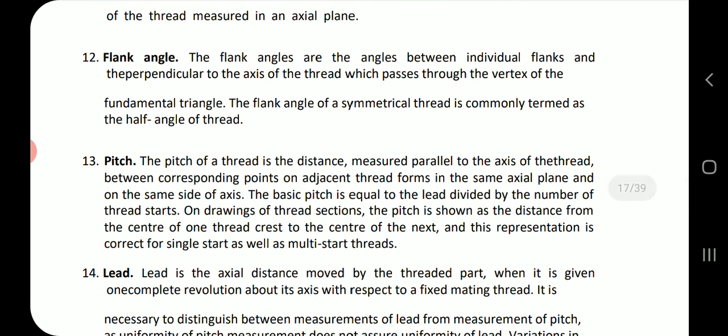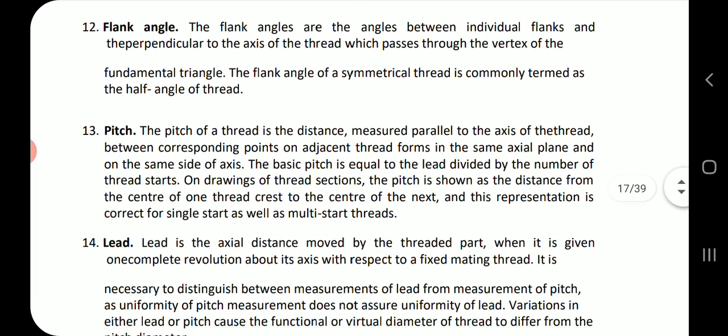Pitch. The pitch of a thread is the distance measured parallel to the axis of the thread between corresponding points on adjacent thread forms in the same axial plane and on the same side of the axis. The basic pitch is equal to the lead divided by the number of thread studs. On drawings of thread sections, the pitch is shown as the distance from the center of one thread crest to the center of the next, and this representation is correct for single stud as well as multi-stud threads.